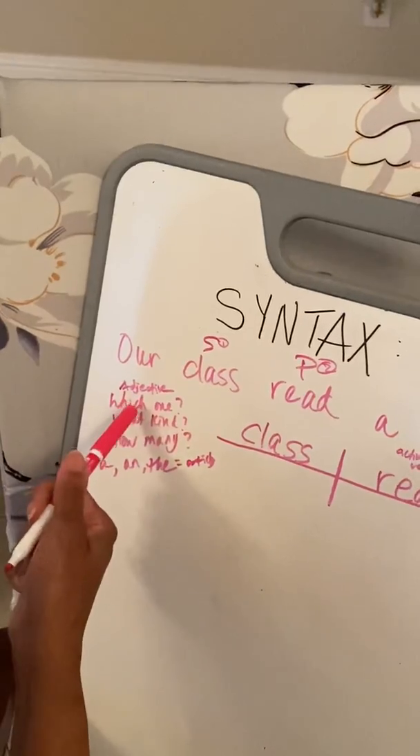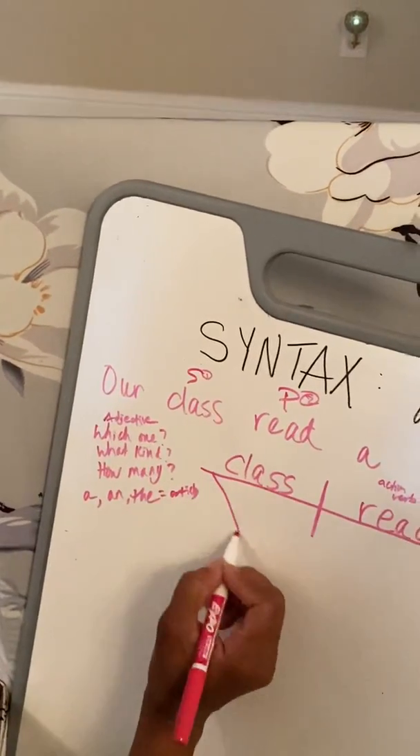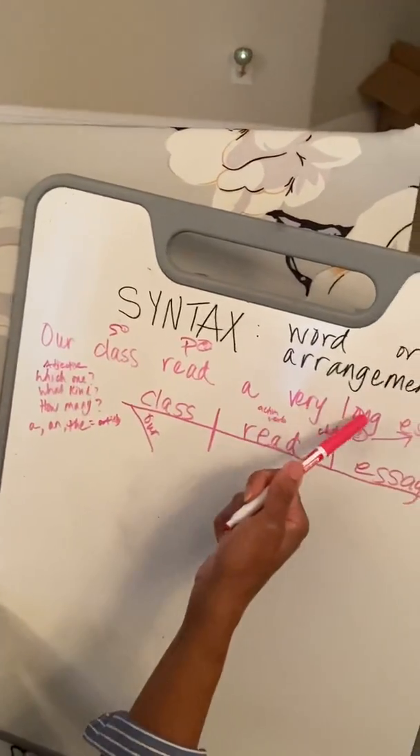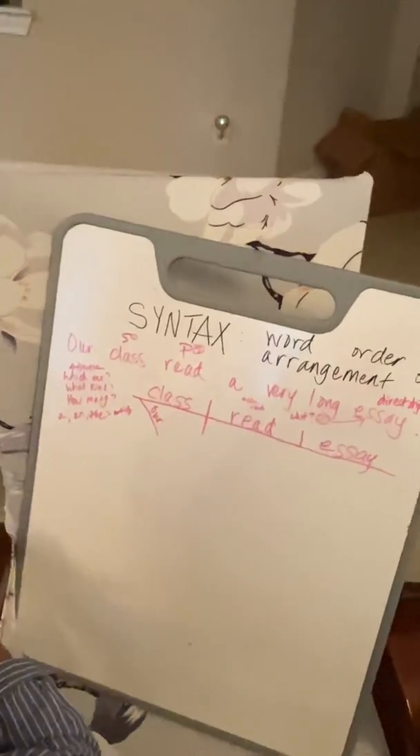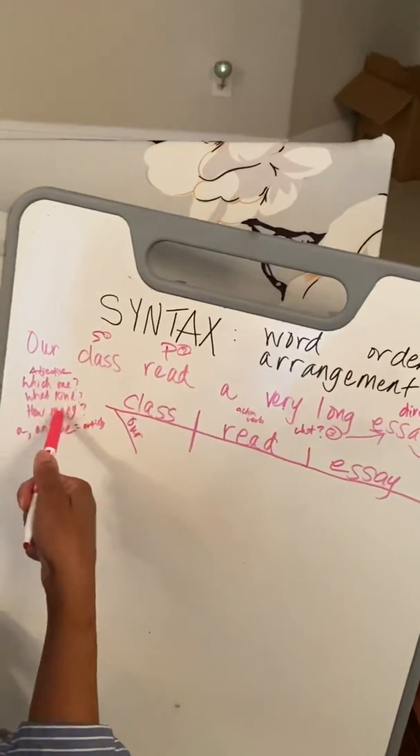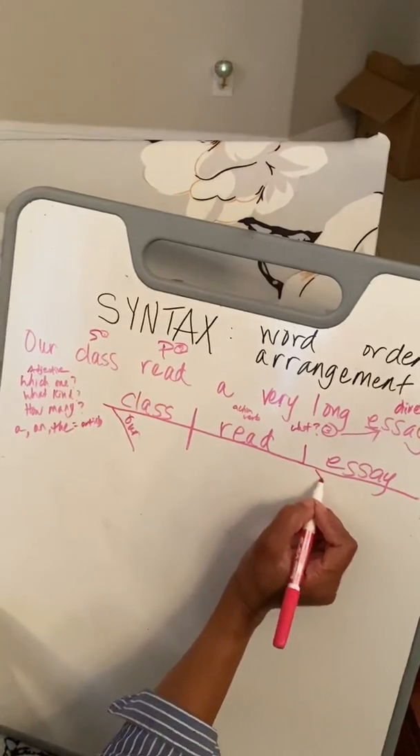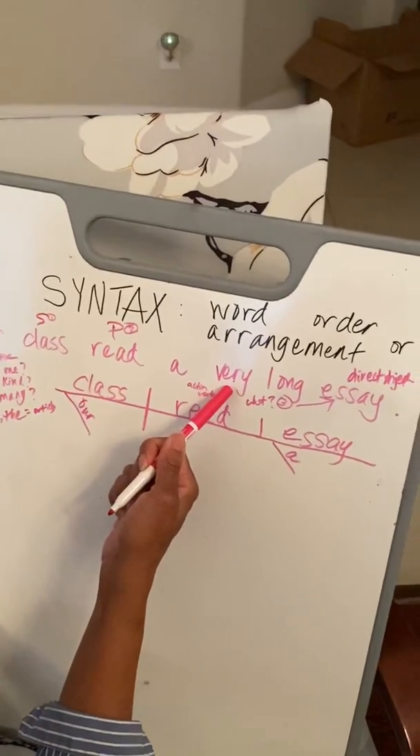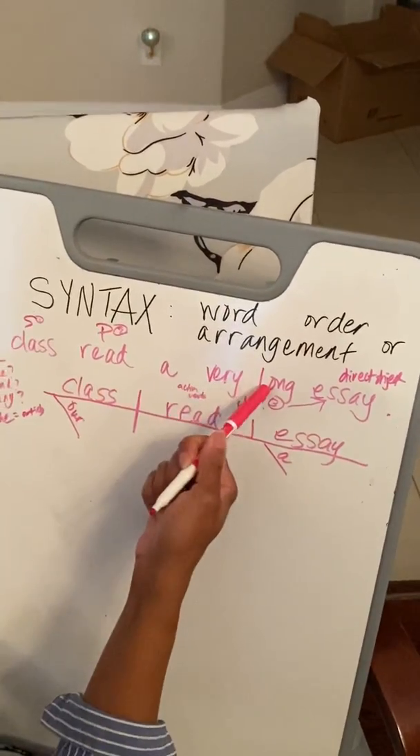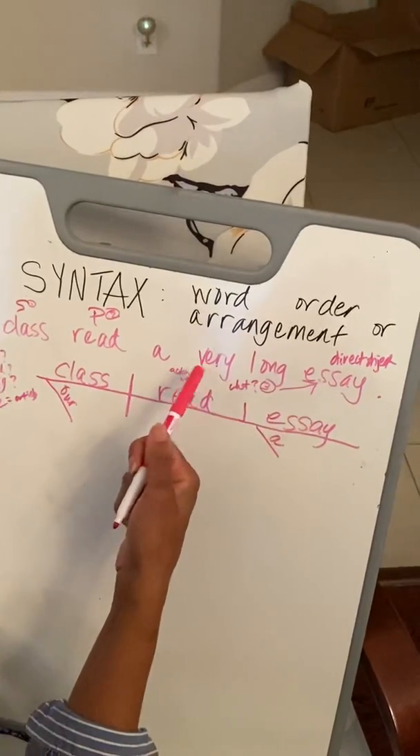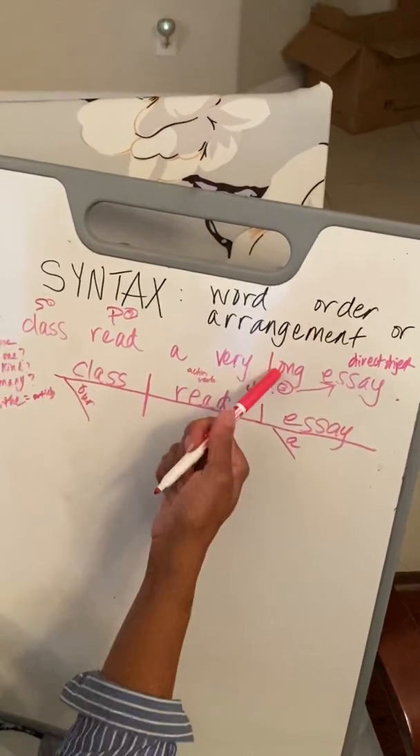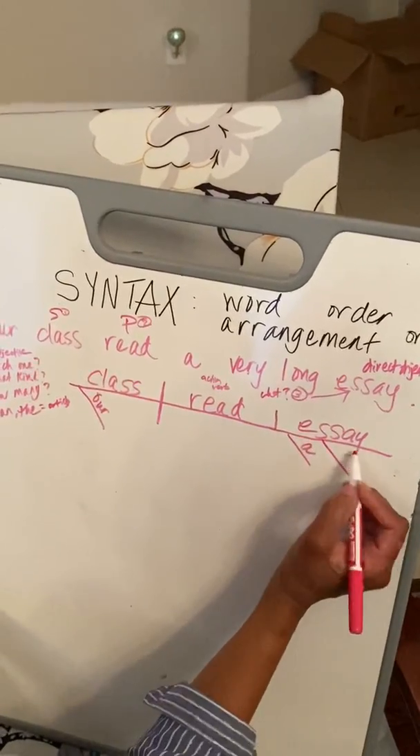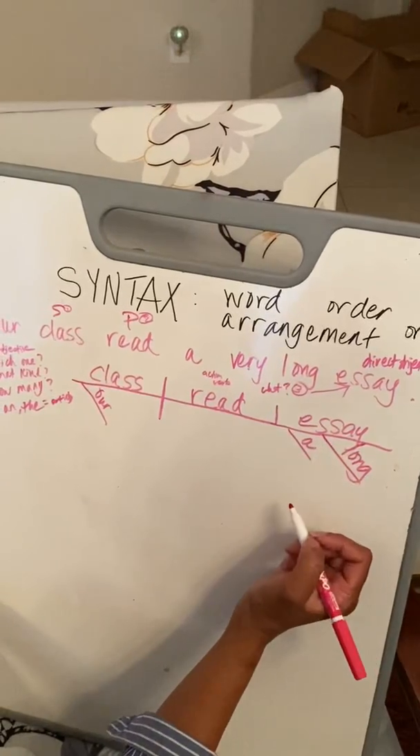So which class, which one? Our class. That means our is an adjective. A, very, and long are the only words left. What does a tell me? How many? Like one. So it modifies essay. Is it a very essay? Or is it very long? It's not a very essay, so very must be modifying this word. What kind of essay? Since what kind modifies essay, long must be an adjective modifying that noun.